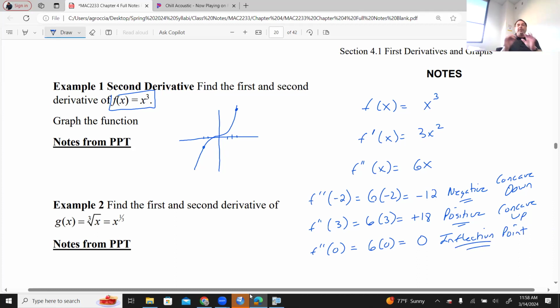And an inflection point, put it in your own words, is where it changes from concave up to concave down, or vice versa, from concave down to concave up, okay? That's where the change happens.